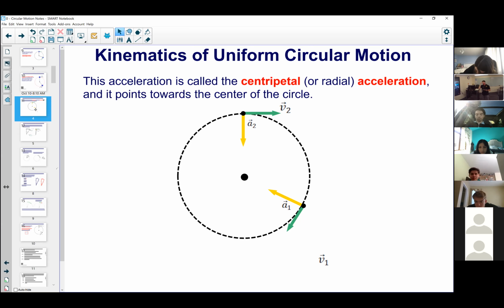And so if you think about it, the tension in the string goes from the stopper to the center of the circle at all times, right? No matter where the stopper is, the string goes from the stopper to the center. And that's the force. Well, what's true about the net force and the direction of the acceleration?